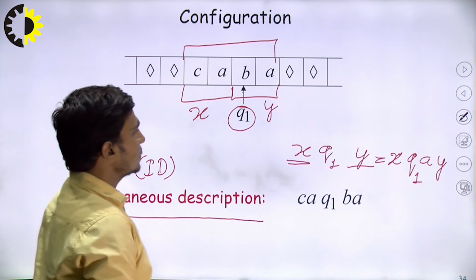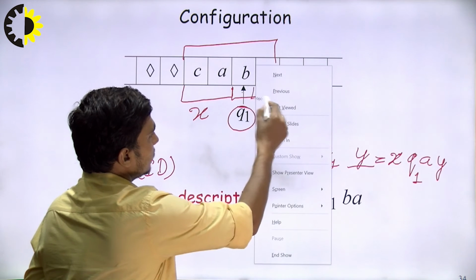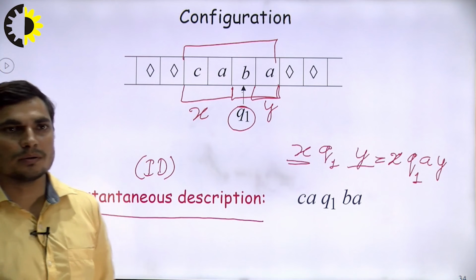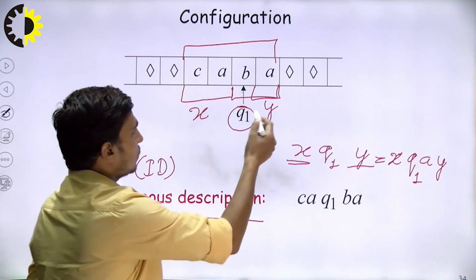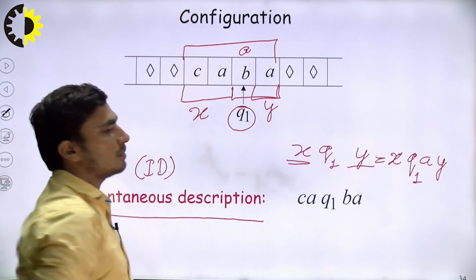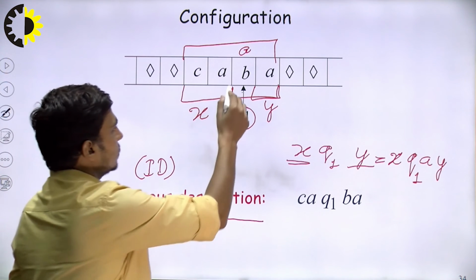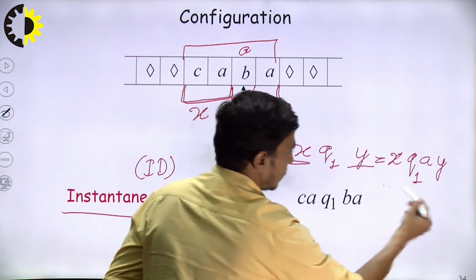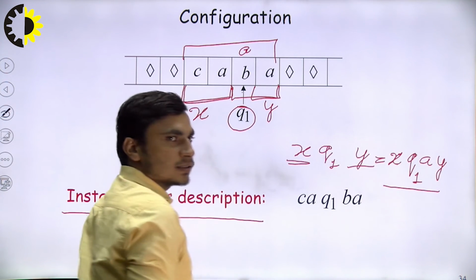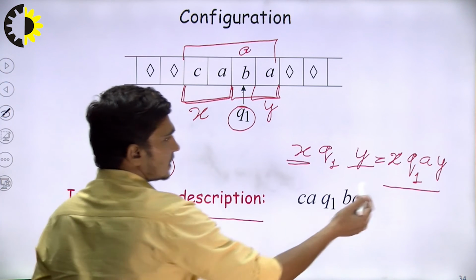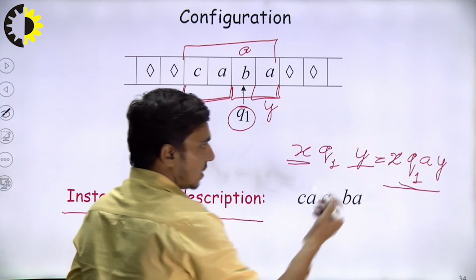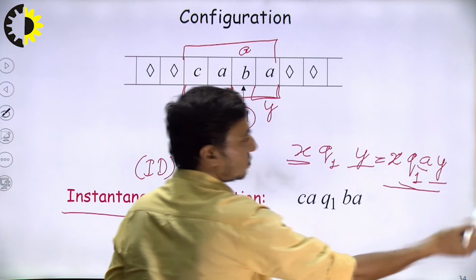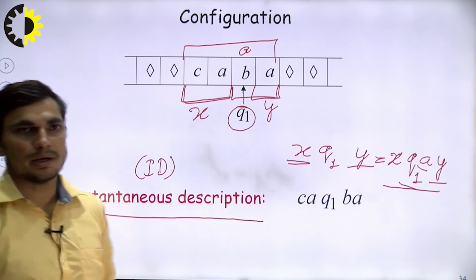Now in this representation, we are assuming that the substring which is after the read write head is represented by y, and we are representing this symbol by a, and before that we are having x. So this represents that x is available before the read write head, we are at state q1, the next input we are going to read is a, and after that the string which is yet to be processed is y.